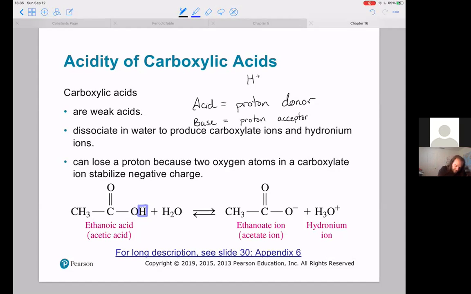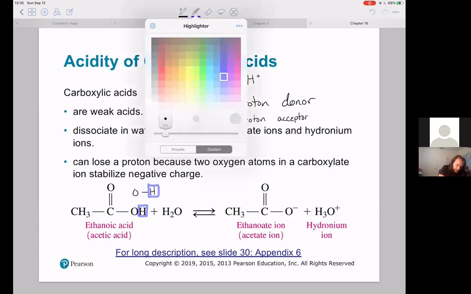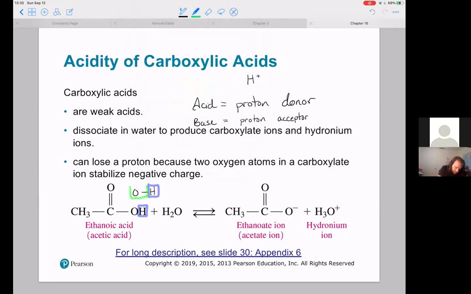Notice that if we looked at this OH bond here, you're giving up the hydrogen, but as a proton or as an ion, as a positively charged ion. So this pair of electrons is going to stay onto that oxygen. So at the end of the day, you'll have what's called a carboxylate ion, where that oxygen now has a negative charge. And it's given up a proton. Again, in this case, it's water playing the role as a base.